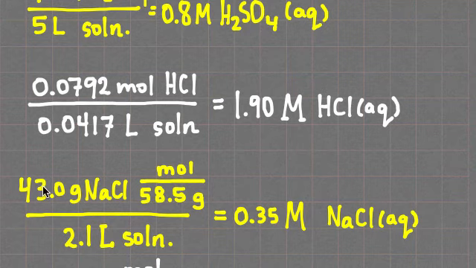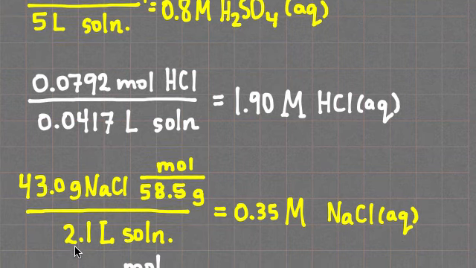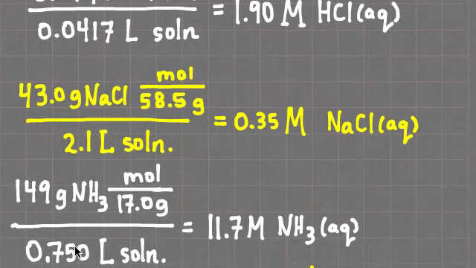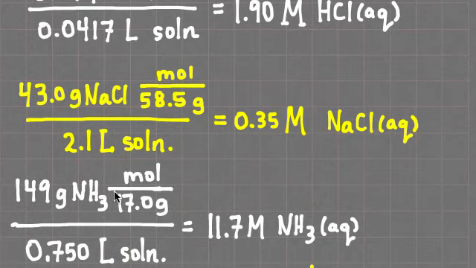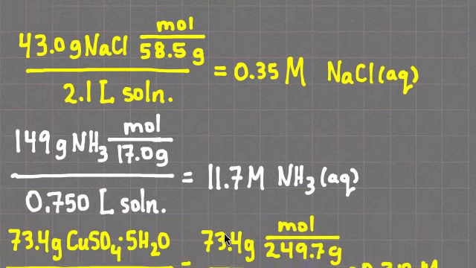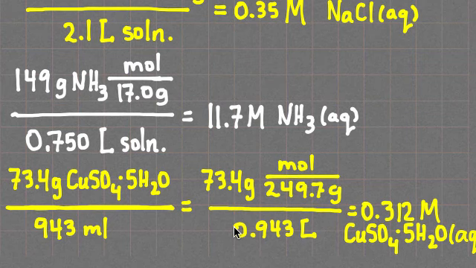And so I do this division, 43 divided by 58.5, and then also divide by 2.1. So you see in the upstairs, I might just change grams to moles in one fell swoop and then write divided by the total volume. Alright, sometimes it can get messy.